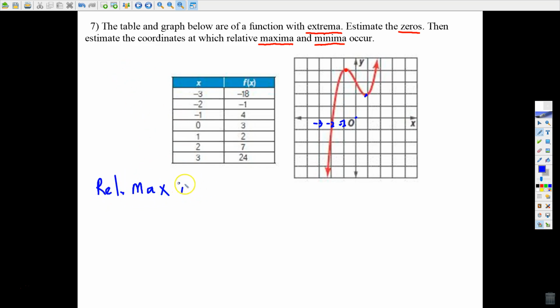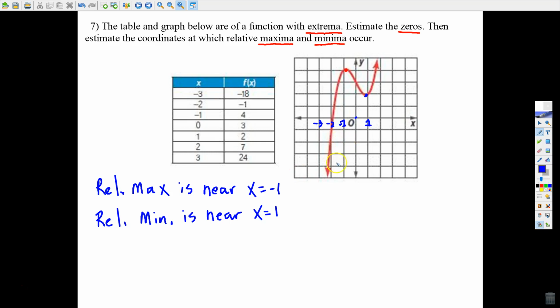The relative maximum is near x equals -1. Okay, that probably makes sense. It's just to the right of -1, maybe -0.75 or -0.8. I'm not really sure, but we just estimate to the nearest integer. Okay, and in a similar way, let's identify an estimate of the relative minimum. I identified the relative minimum here with this blue dot, and it's pretty close to +1, so I'm going to say it's near x equals 1.